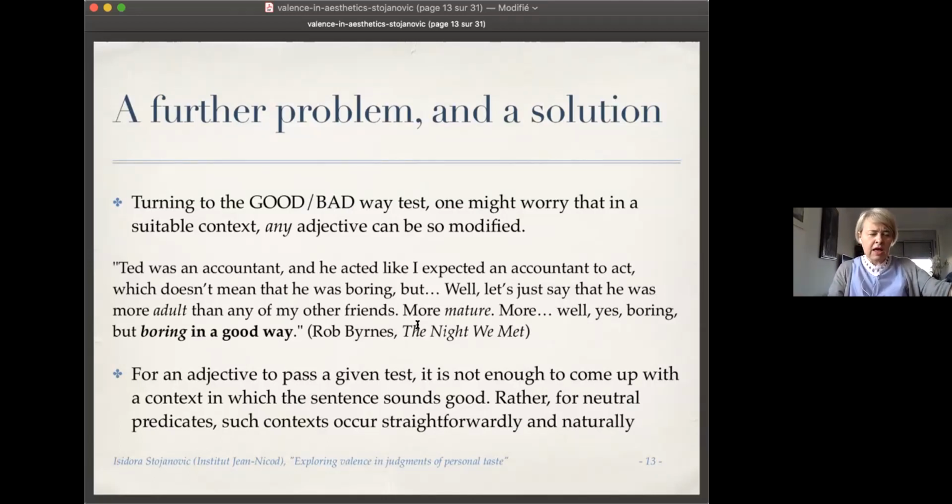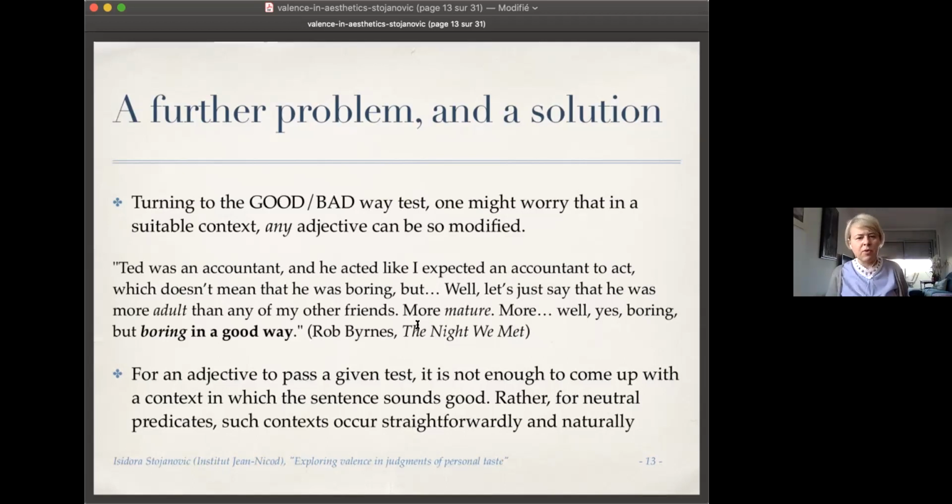And similarly. So here is an example where you do actually find expressions like boring in a good way. It's not that they are impossible to find. And I'm giving you an example. So here, boring is not used as an aesthetic adjective. It's rather used as an adjective ascribed to a person, a personality adjective. Ted was an accountant and he acted like I expected an accountant to act, which doesn't mean that he was boring, but well, let's just say that he was more adult than any of my other friends, more mature, more, well, yes, boring, but boring in a good way.